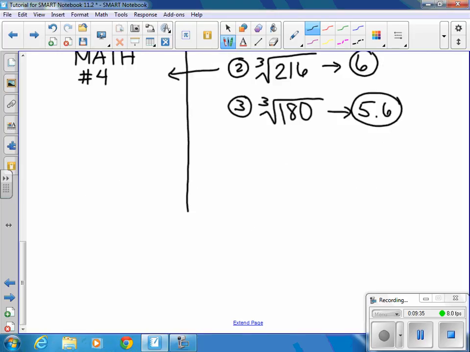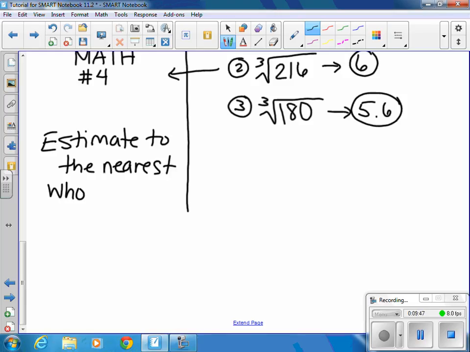Okay, and the last thing you will have to do involving square roots and cube roots is estimate to the nearest whole number. Which means you're going to get a decimal, but you have to round it off to the nearest whole number that it's closest to. And for most of us, we've been rounding for quite a while now, so we should be fairly proficient at it.